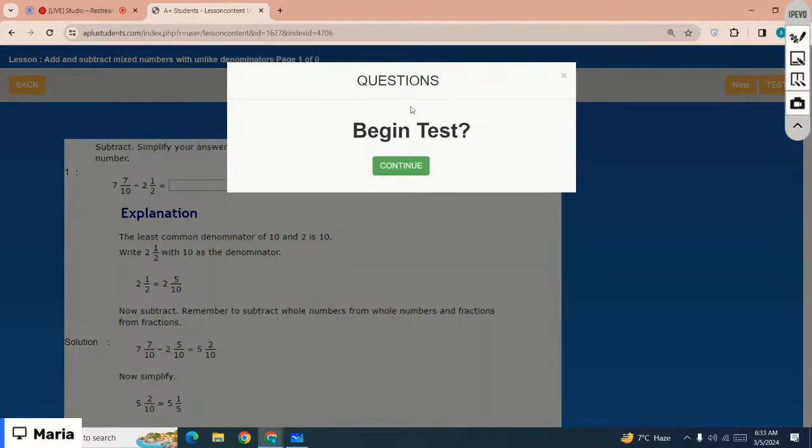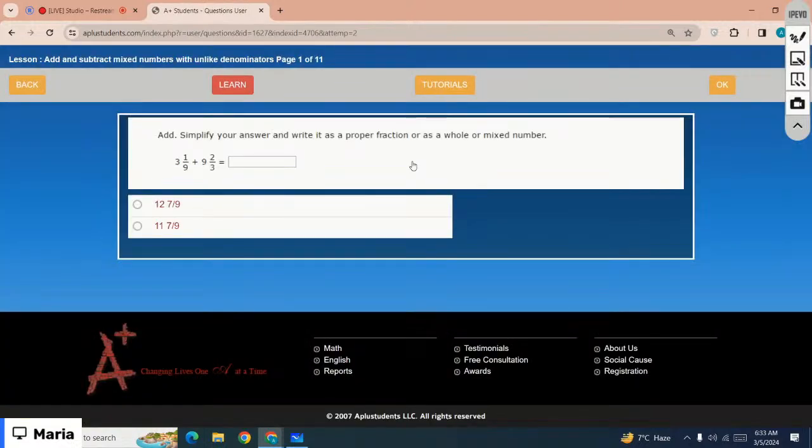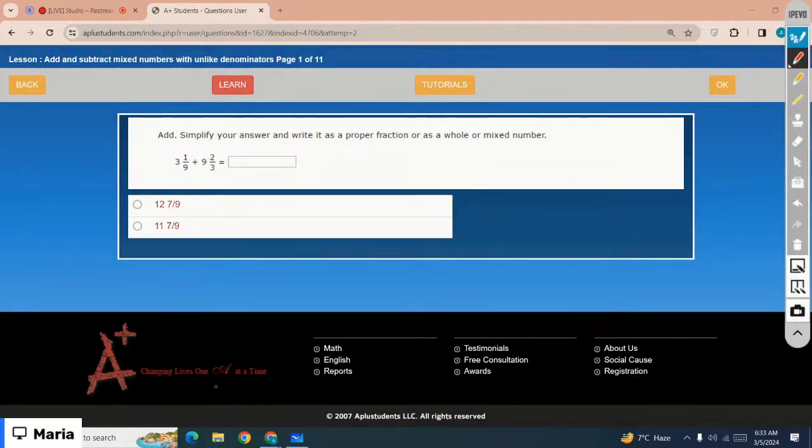First, we have to convert these mixed numbers into proper fractions. So 3 whole 1 by 9, and then you add fractions with unlike denominators, right? Let's just start this one. Just look at their whole number, add the whole number, right? 3 plus 9. The fractions are 1 by 9 and 2 by 3.